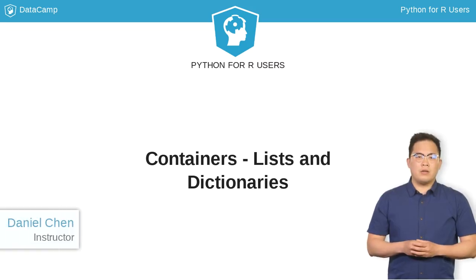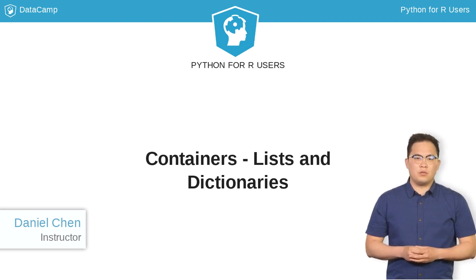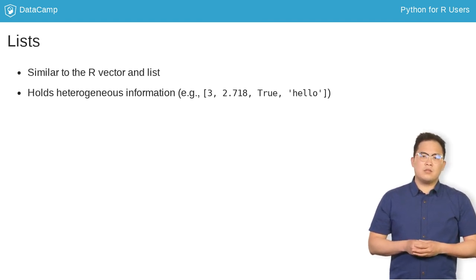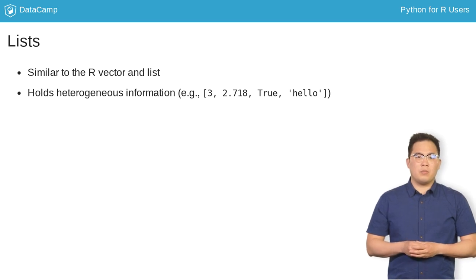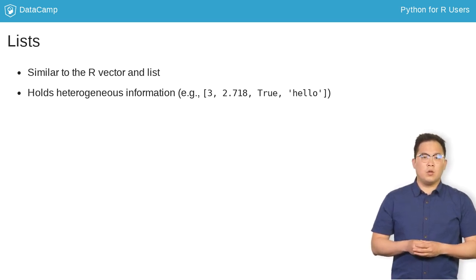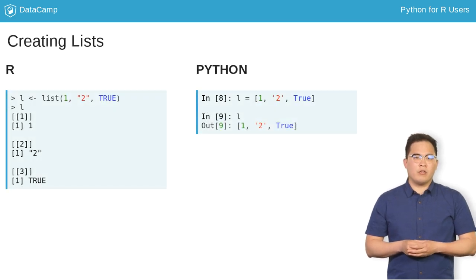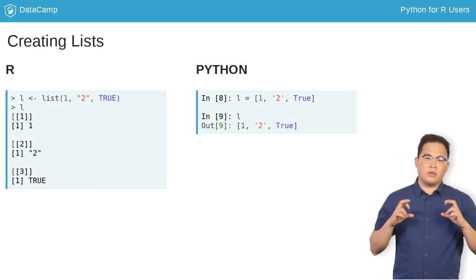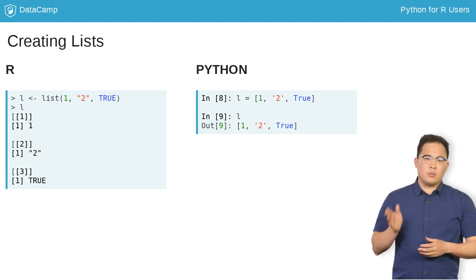We'll now talk about containers, data structures in which you can store multiple data types. Lists are a very common data structure used in Python that can contain multiple data types. Lists in Python are created with a pair of square brackets, and each element in the list separated by a comma.